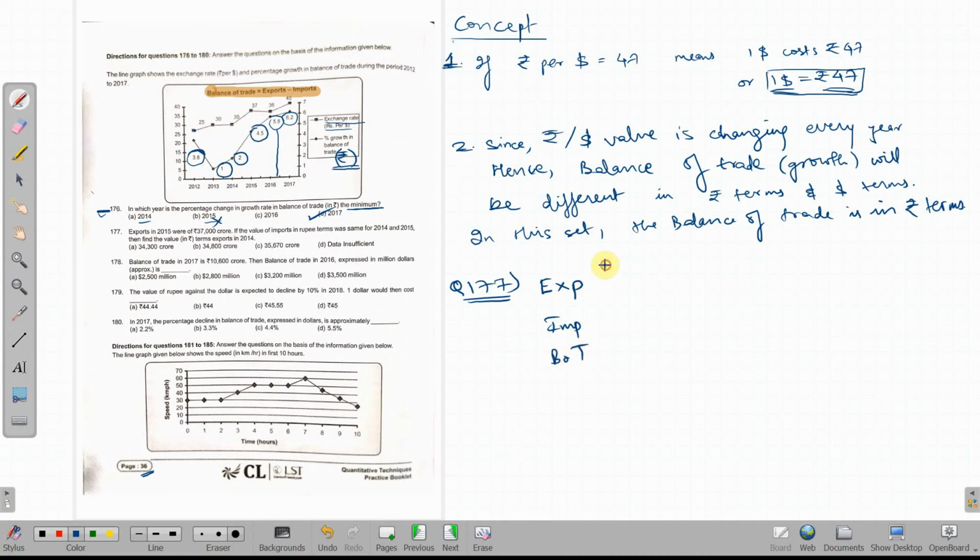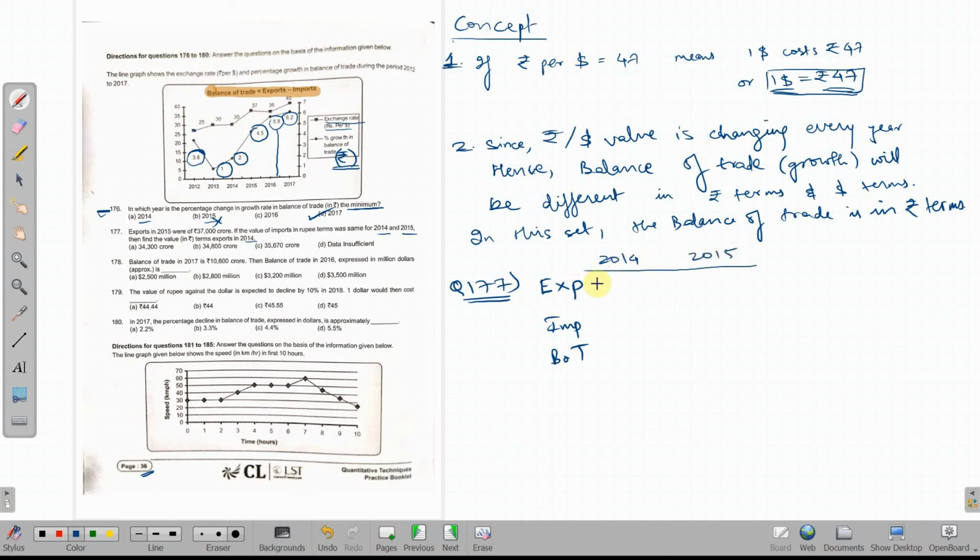And this question involves 2 years, I believe. The value of imports in rupee terms were the same for 2014 and 2015. Then find the value in rupee terms for exports in 2014. So there are 2 years involved, 2014 and 2015.